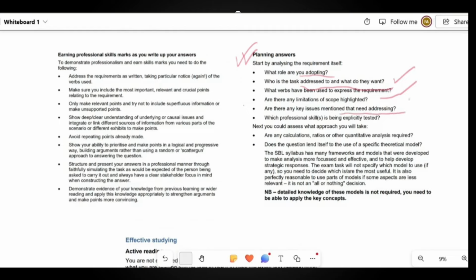Definitely, the question in the assignment will address some problem area or strategic problem, or any strategic drift. You need to identify it, because the examiner wants to see how capable you are of answering these questions. Also, which professional skills are being explicitly tested? This is another point.